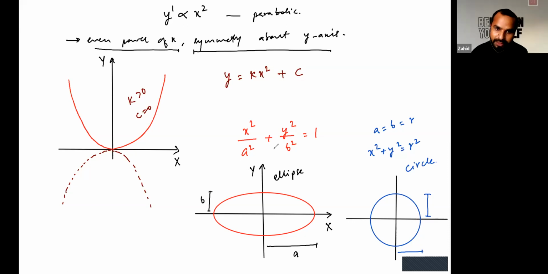So just try to remember these equations. This is your elliptical equation and this is the equation of a circle. Okay, we will use this particular expression in the gravitation chapter. And there is one last section or one last part.